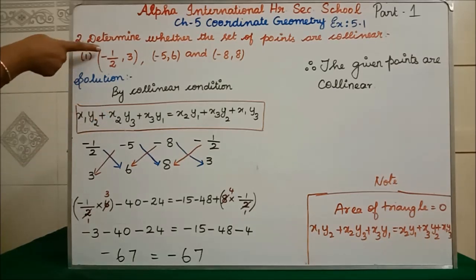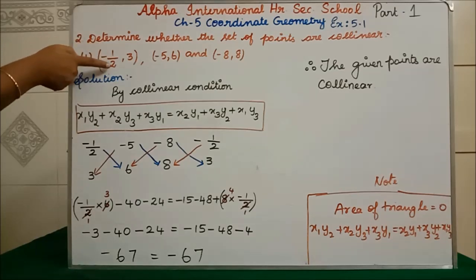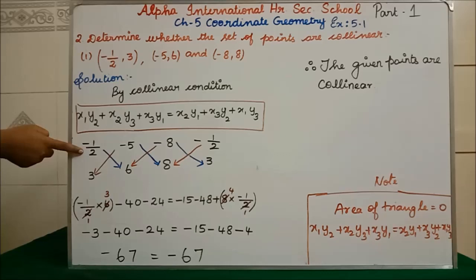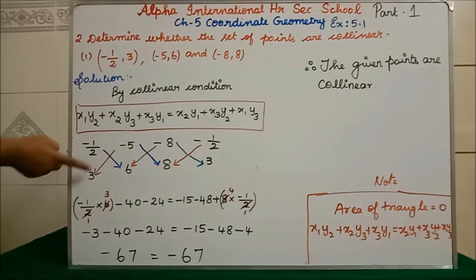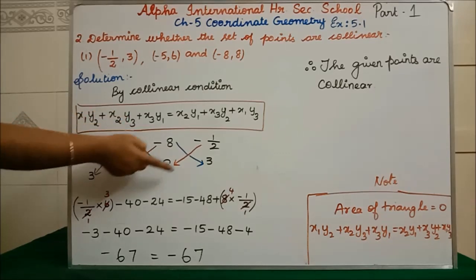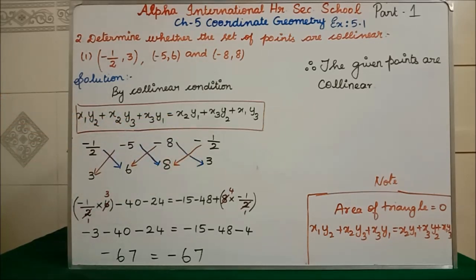Okay, now we are going to just substitute. For collinear, you don't need to plot the points in the graph. For only area of triangle and area of quadrilateral alone, you are going to plot the points in the graph. Now see, these are the points, minus 1 comma minus 1 by 2. So you are going to write this first. Minus 1 by 2, this is x comma y. In the order we are going to write.